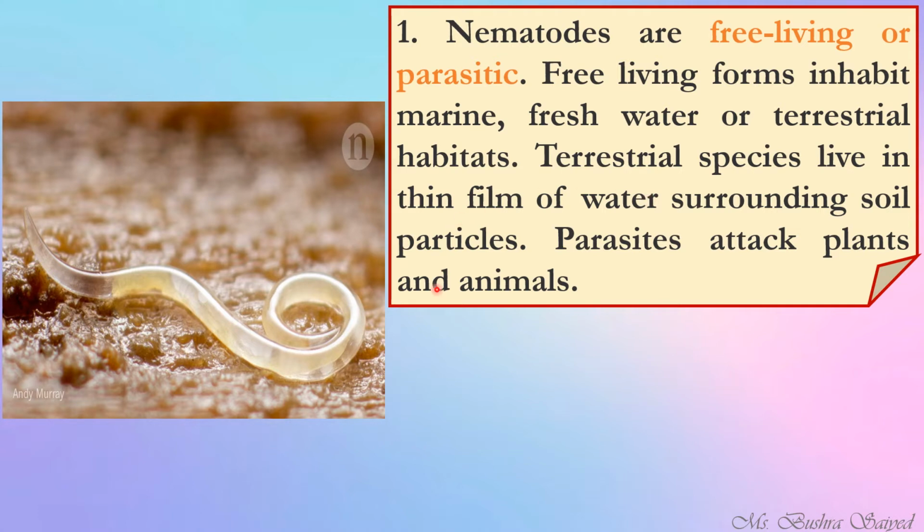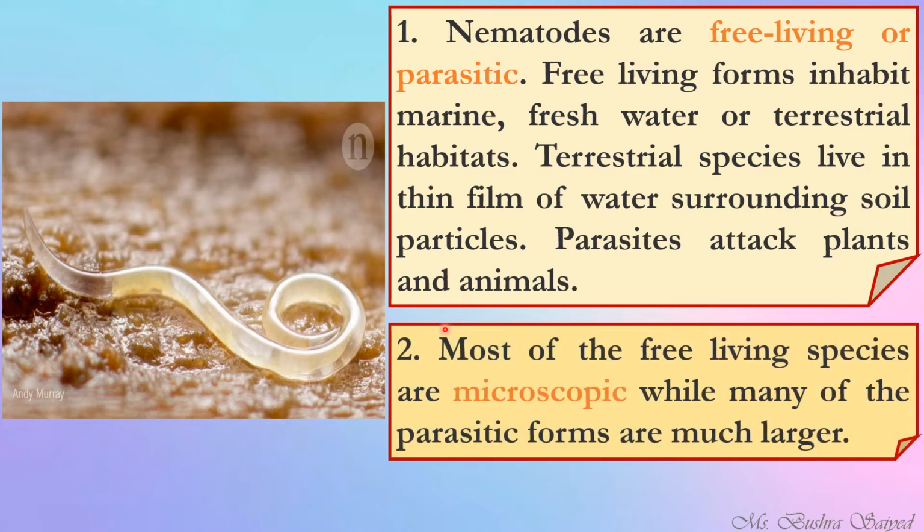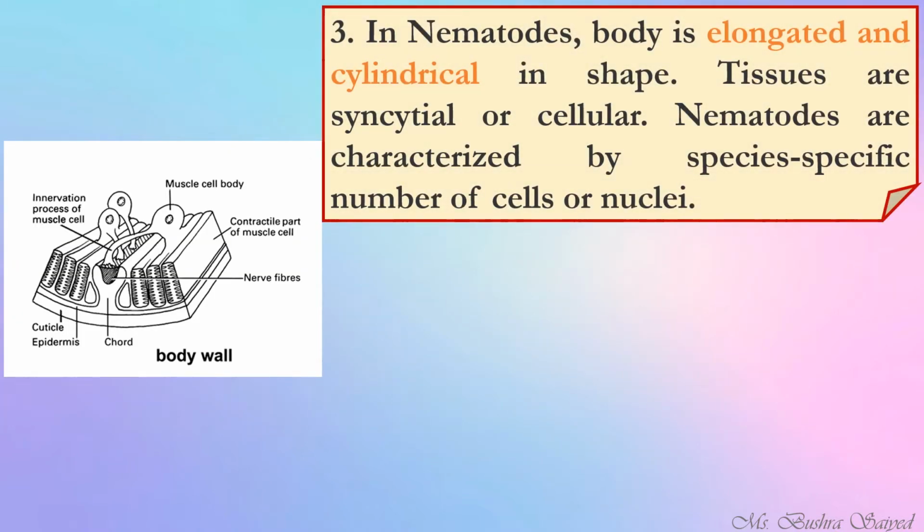within the soil. Parasites attack plants and animals, so different parasitic forms of nematodes live in various plants and animals, considering them as their host in their life cycles. Most of the free-living forms of nematodes are microscopic, while the parasitic forms are larger. The body of nematodes is elongated and cylindrical, as we have seen in the previous slide. The tissues are syncytial or cellular.